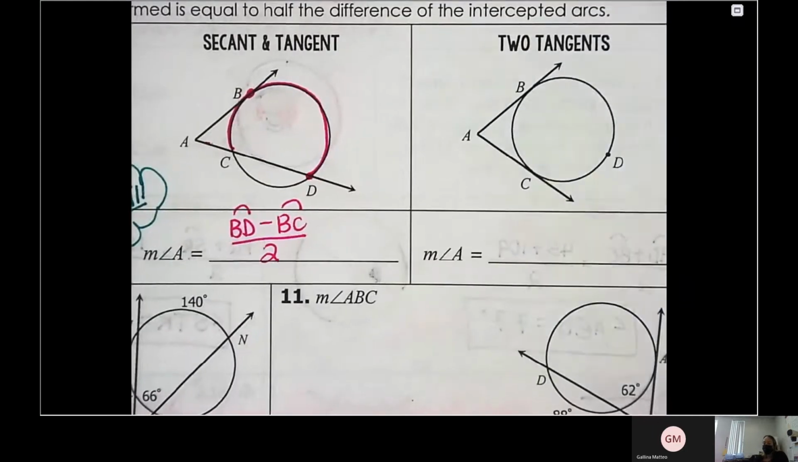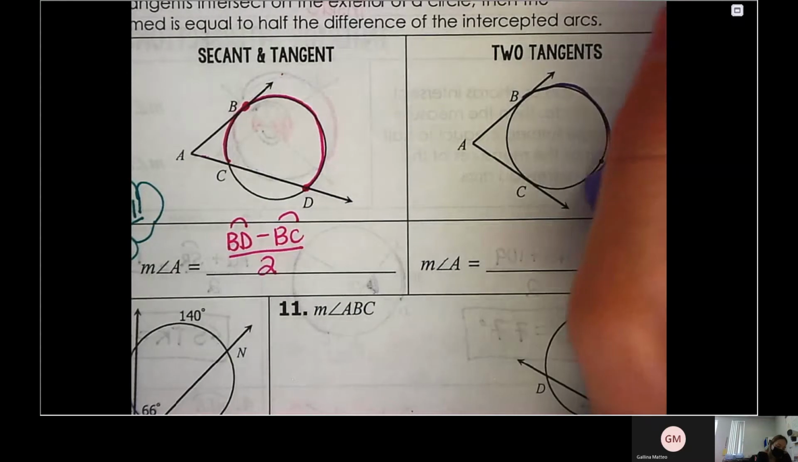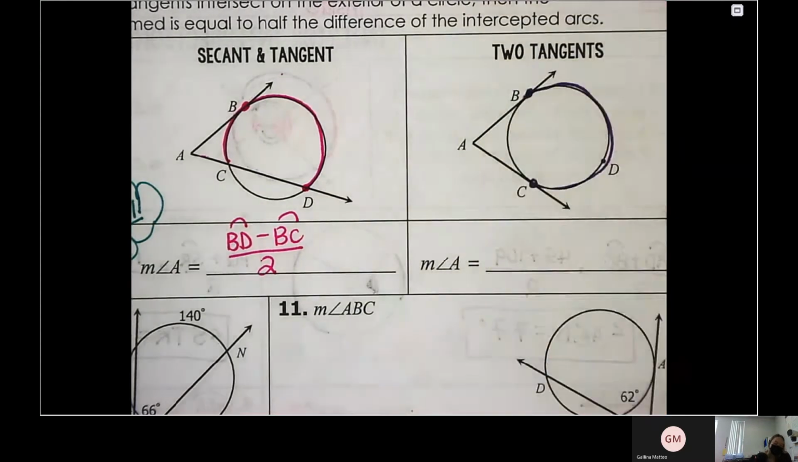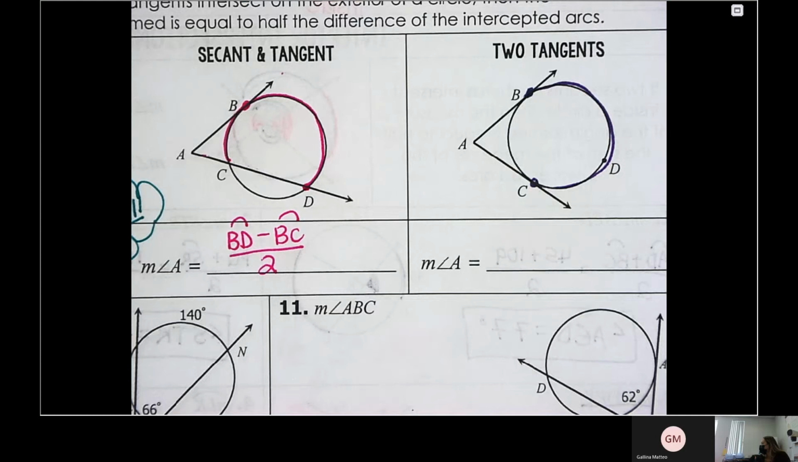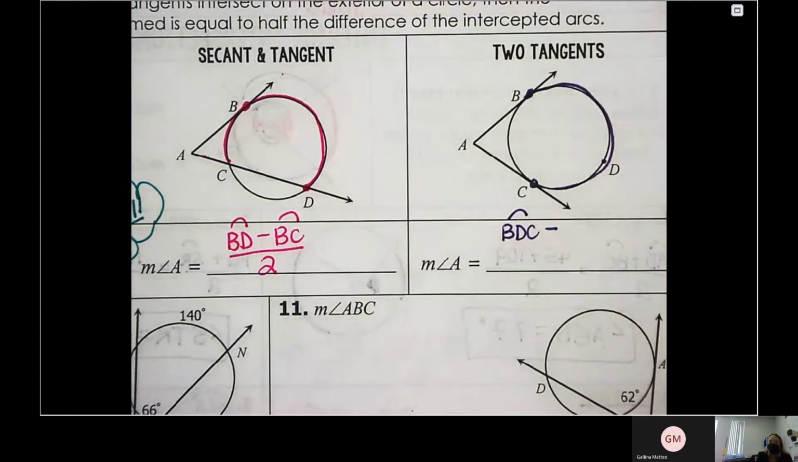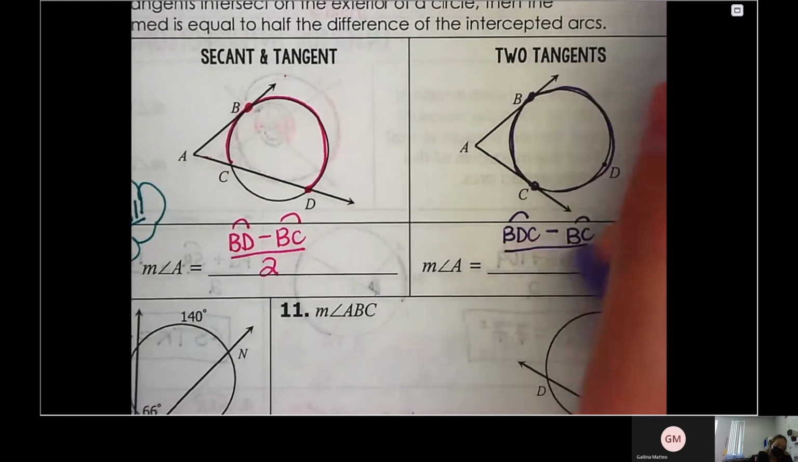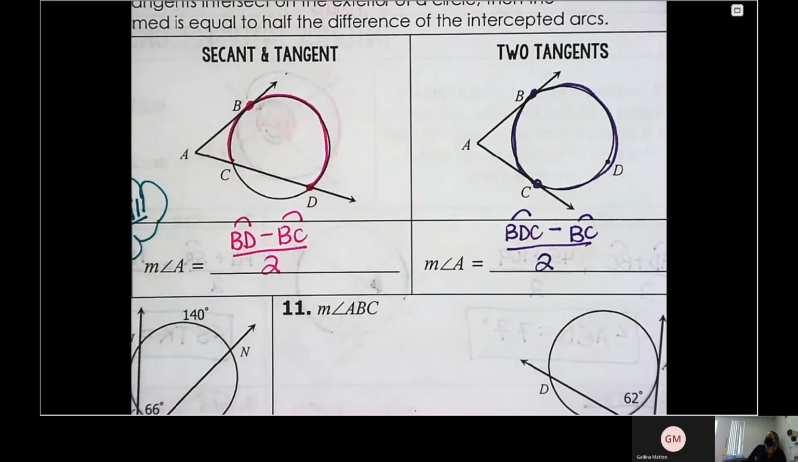Okay, same for the very last one. 2 tangents that are on the edge of the circle. I take the big arc minus the small arc. What's the name of the big arc here? What's the name of that really big arc? Oh, it's not just BC. BDC, yeah. BDC minus, what's the small arc? BC divided by 2. Okay, same formula for all of them. Big arc minus the small arc divided by 2.